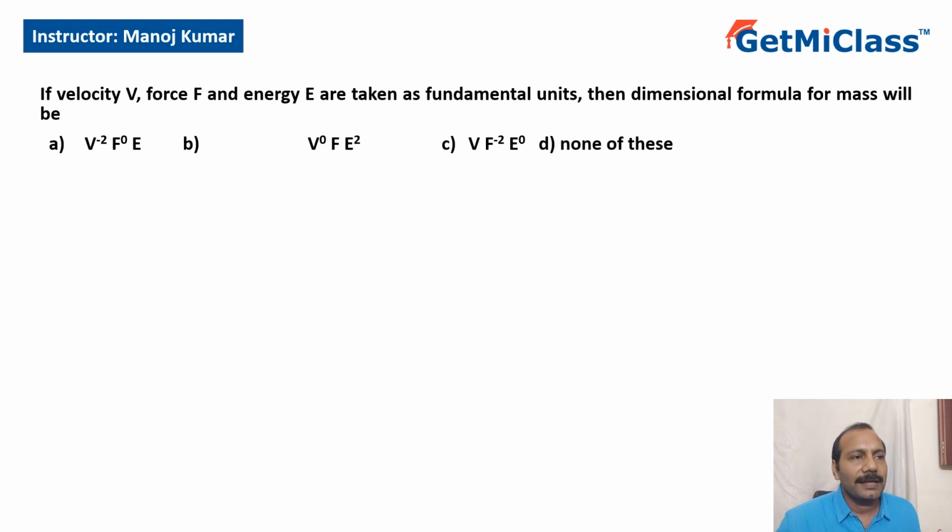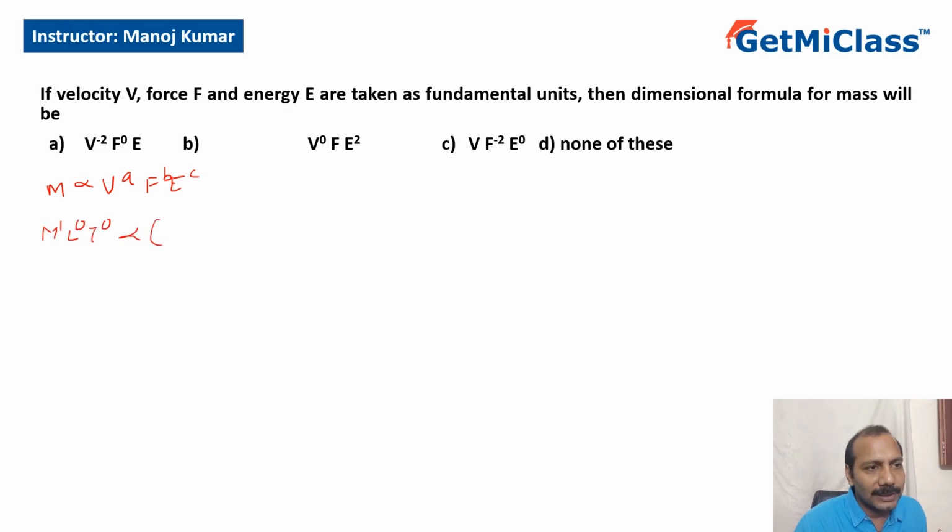This question says if velocity v, force F and energy E are taken as fundamental units, then dimensional formula for mass will be. So that means we are required to find mass in terms of velocity, force and energy. So I can write m, which is mass, is proportional to v^a, F^b and E^c. So dimensions of m is M^1 L^0 T^0.